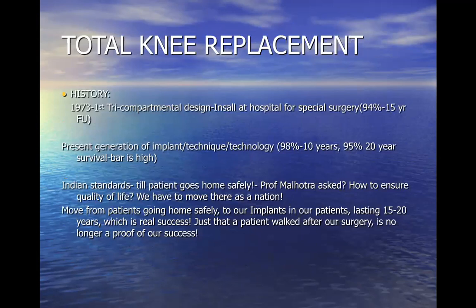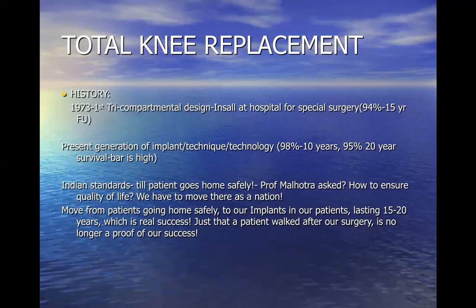Total knee replacement, we all know about it. It's 48 years old. I was born in 1973, so it matches with the first knee being done at the Hospital for Special Surgery. And those designs did have a good outcome, 94%, 15 years survival. The present generation of implants and techniques and technology has set the benchmark very high, 98% 10 years survival for the implants, and nearly 95% 20 years survival for the implants. So the bar is very high, but there is only 5% improvement that you can really make.